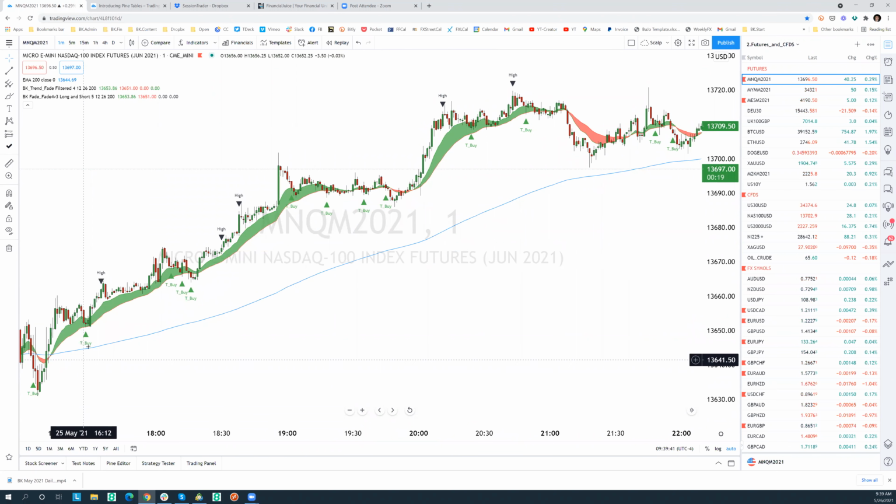And you can see how you have a high, you have a trend buy, you get long here, you make money. You have a high, there's no trend buy. You have a high here though, you have a trend buy, a little bit of slippage against you, but again, you make money. You have a high, you have a trend buy, you make money. You have a high, you have a trend buy.